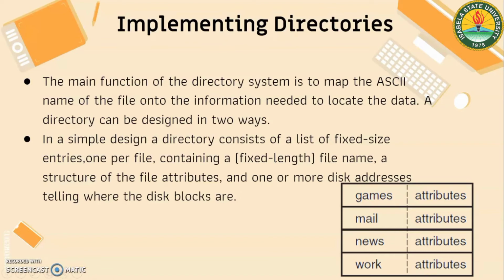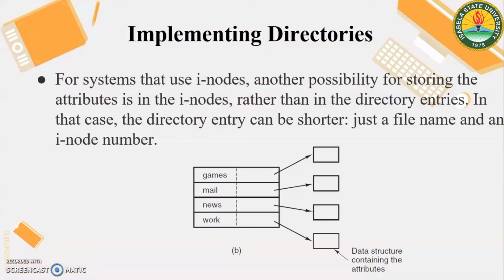In a simple design, a directory consists of a list of fixed-size entries, one per file, containing a fixed-length file name, a structure of the file attributes, and one or more disk addresses telling where the disk blocks are. For systems that use inodes, another possibility for storing the attributes is in the inodes, rather than in the directory entries. In that case, the directory entry can be shorter, just a file name and an inode number.